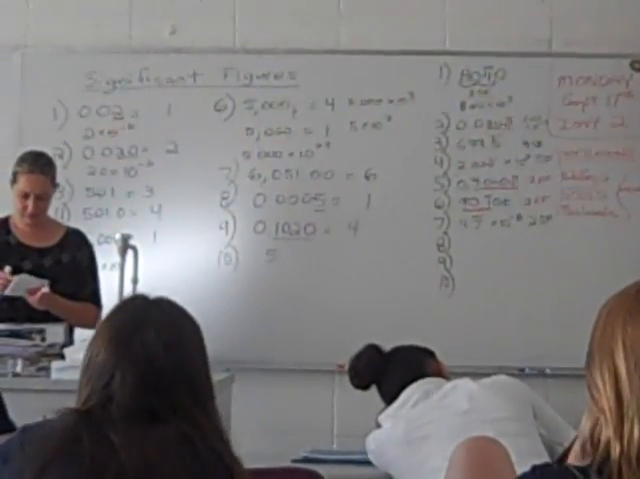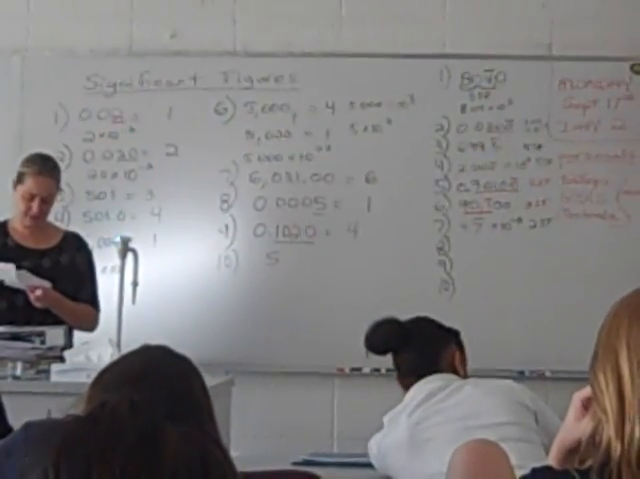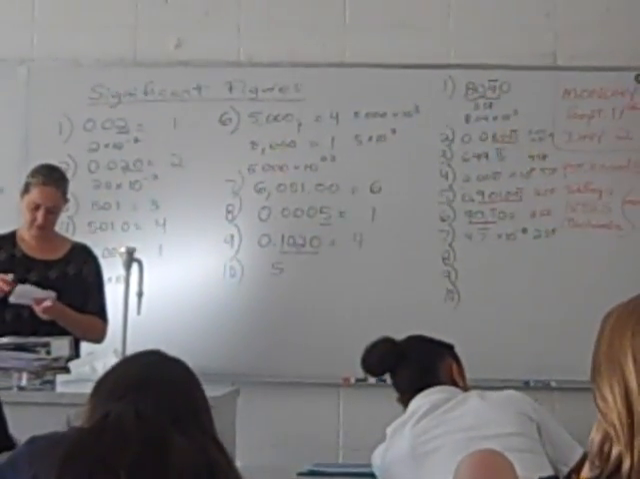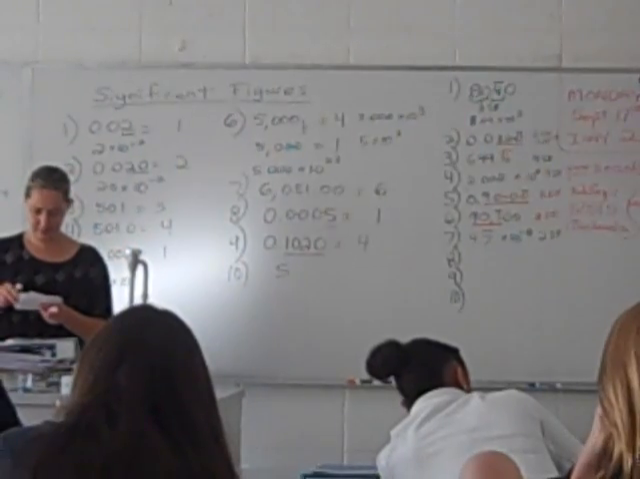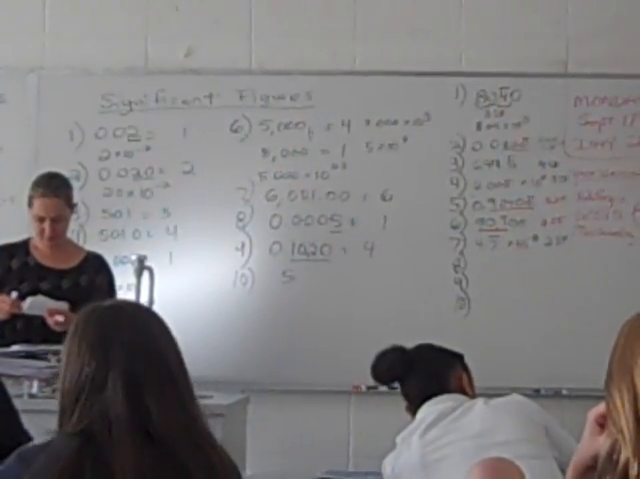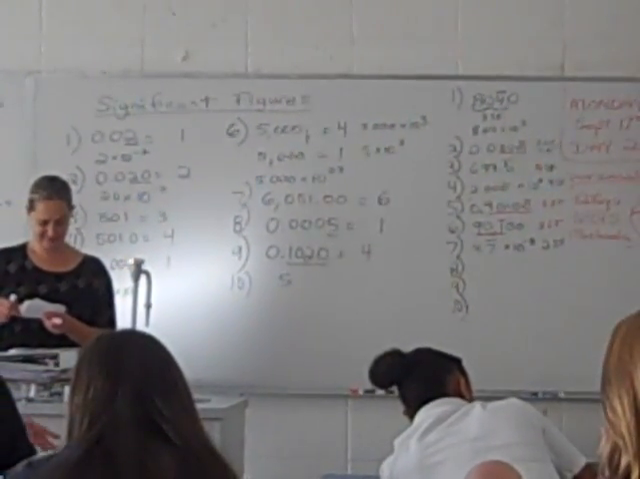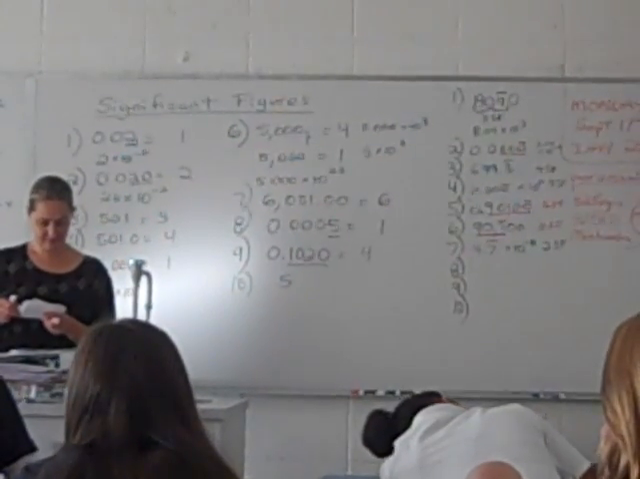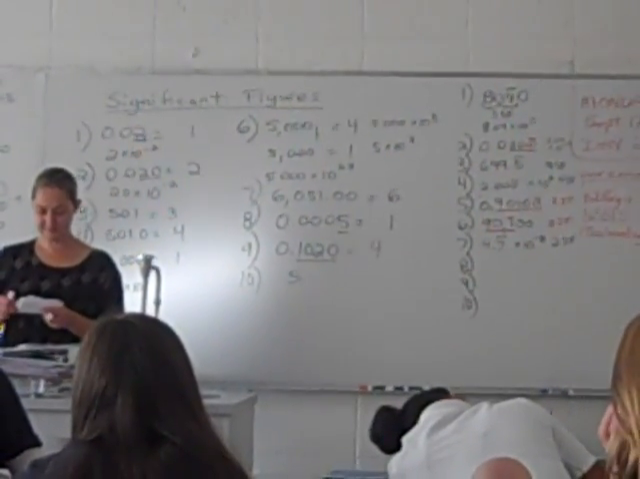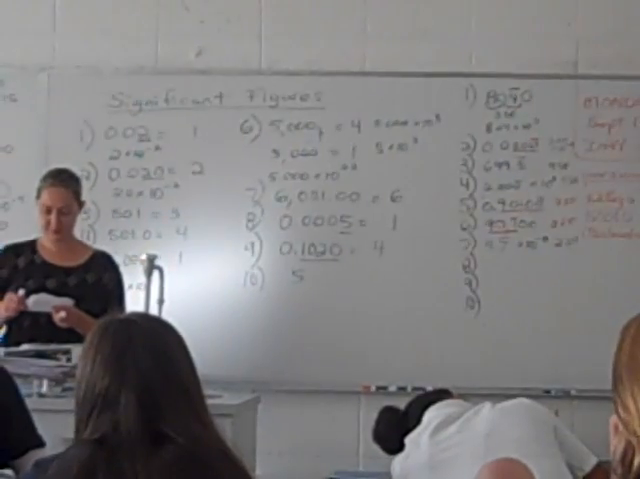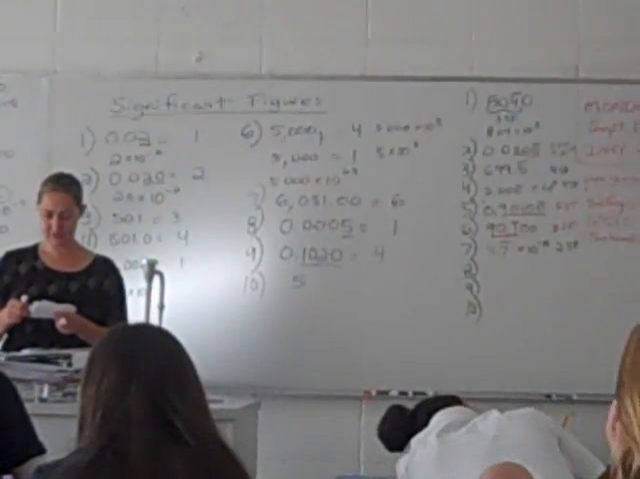All right, the next one, we have 8 figures there. We have 8 numbers. And how many of those are significant, Ruben? 9. 9. That is not correct. What is the last significant figure?